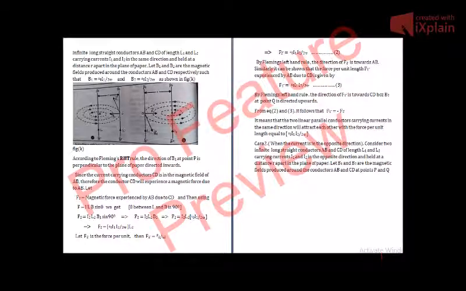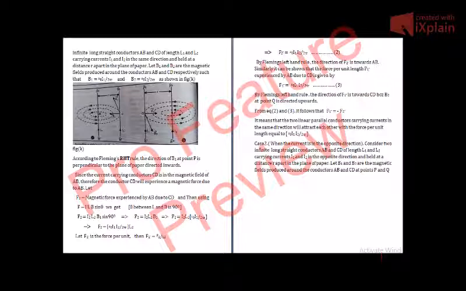If we consider two infinitely long straight conductors AB and CD of length L1 and L2 respectively, carrying currents I1 and I2, the first case is that the current in the two wires is moving in the same direction. Then there will be another case when the current in the two wires is moving in the opposite direction. First case is when the currents are in the same direction. We have two wires, as you can see from the figure, AB and CD, carrying currents in the same direction.